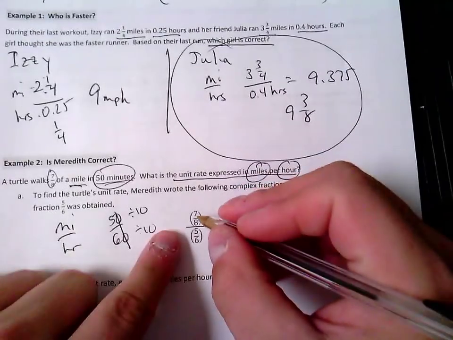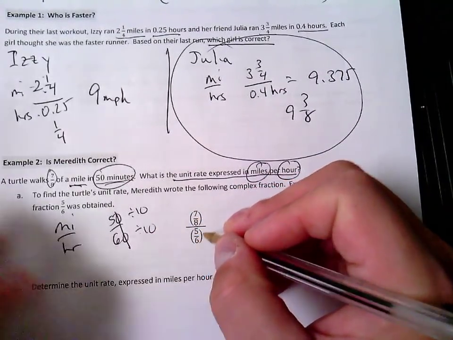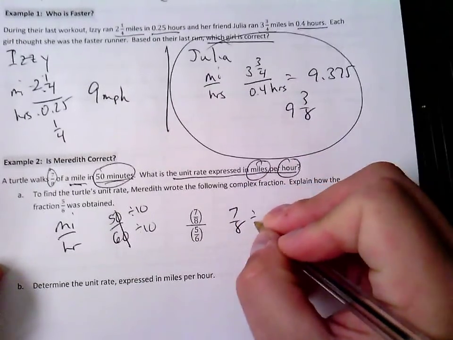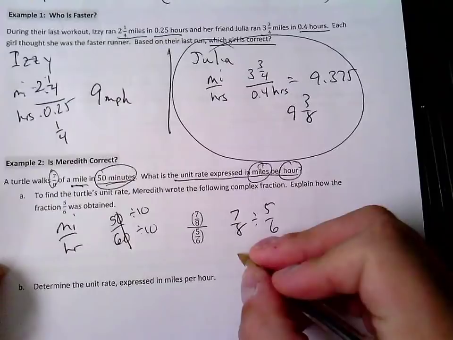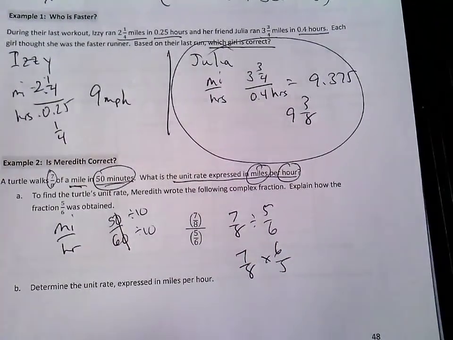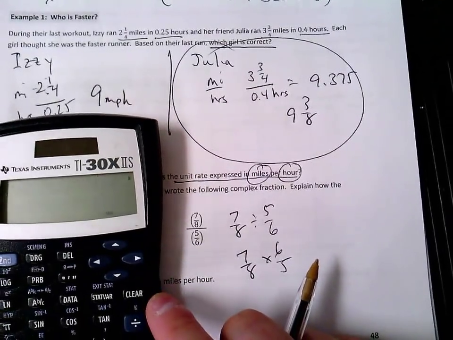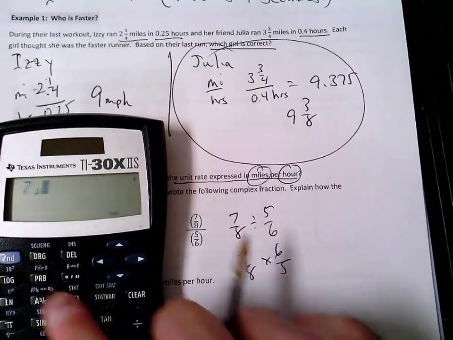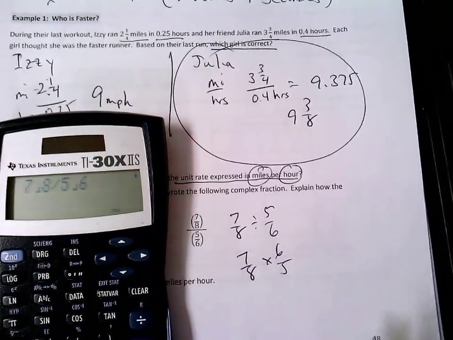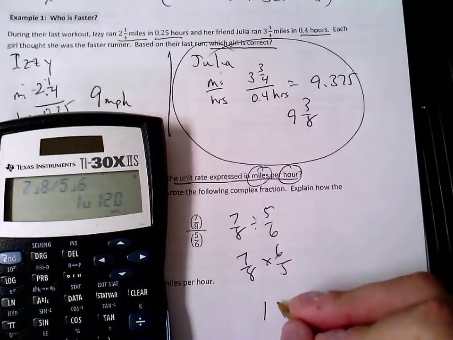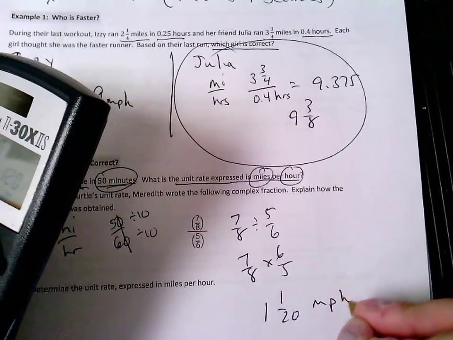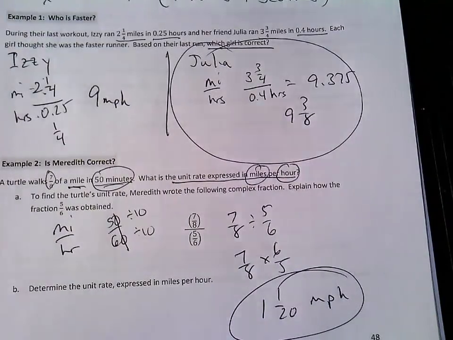So here we've got 7/8 divided by 5/6. If I were to do this by hand, it'd be 7/8 divided by 5/6. Keep, change, flip: 7/8 times 6/5. Or we can do this on a calculator. We can enter 7/8 divided by 5/6, and we get 1 1/20. And this is miles per hour.